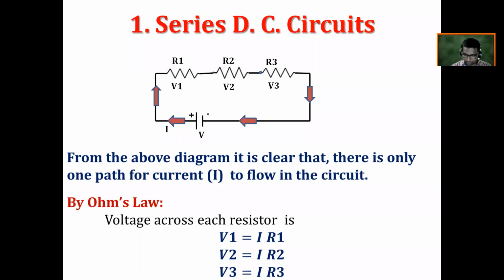Let me clear this, otherwise somebody might say, why not, sir, write the formula V equals I into R. But here this is the total voltage, this is the total current, and the resistance is not single. There are a total of three resistances. Is it right?